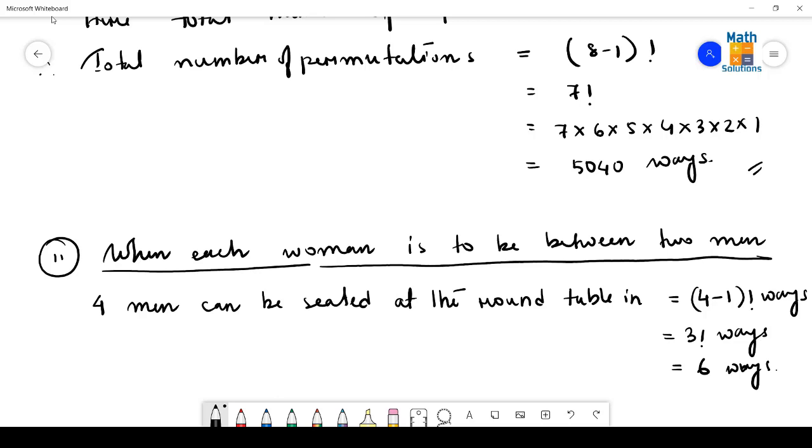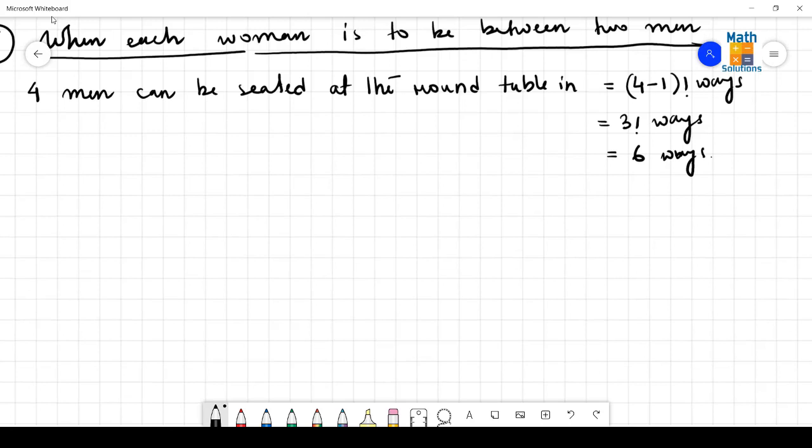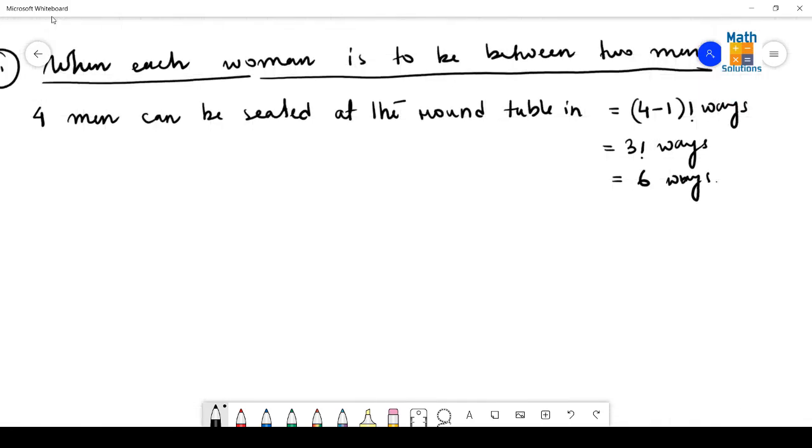After this, it is given that each woman is to be between 2 men. Then it is very clear that each woman is to be seated in the gap between 2 men. Say these are the positions of the 4 men, M1, then M2, the second man, then the third one, then the fourth one. So here we find these 4 gaps. There is only one way out, that each woman is to be arranged in the gap between 2 men.